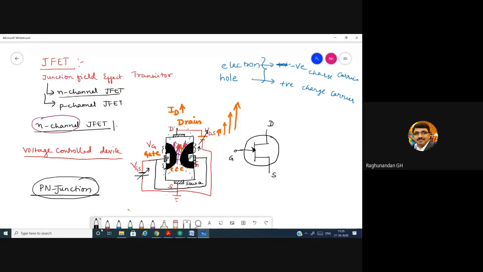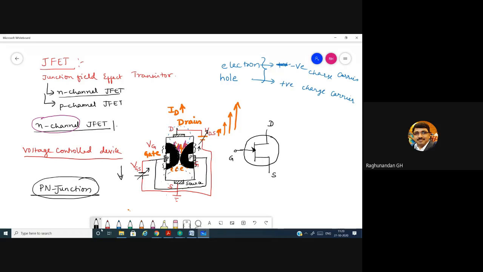Now, on increasing the gate voltage, the depletion layer will be growing and the width will be decreasing. A situation arises where, when you increase the gate voltage to the maximum extent, this depletion layer grows in such a way that it almost closes the channel. When the channel is closed, what about the drain current? It reduces.